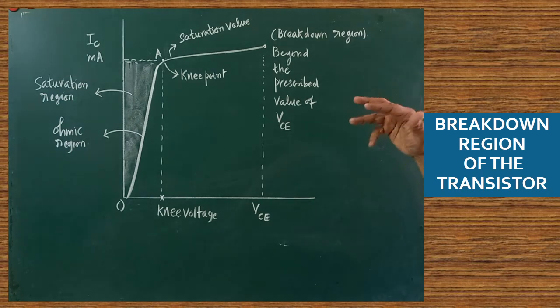Due to the avalanche breakdown, what will happen? The transistor will get damaged.